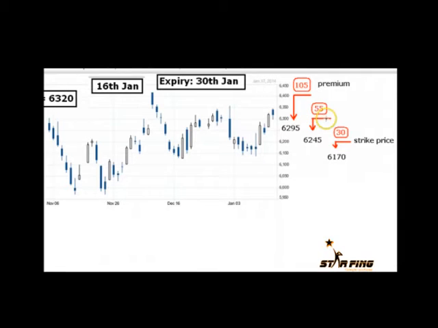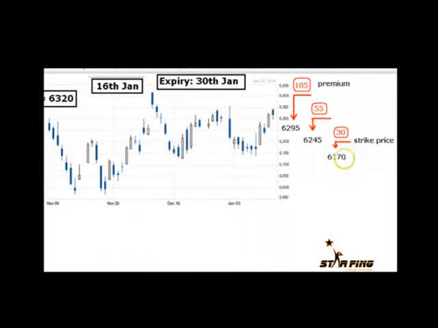And the 6300 put option is trading at a premium of 55 rupees, meaning people are expecting the markets to drop to 6245, or 55 points below 6300. Similarly, the 6200 contract is trading at a premium of 30 rupees, meaning the buyers of this contract are expecting the markets to drop below 6200 by 30 points, that is, to the target of 6170.